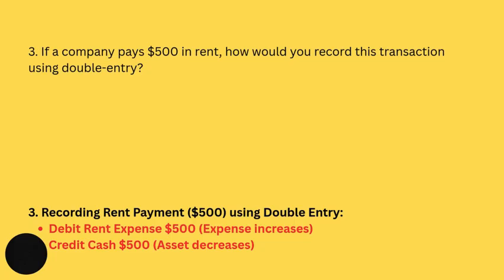Now let's dive into a practical example of recording a transaction using double entry accounting. We have a scenario where a company pays $500 in rent. So, how do we record this?